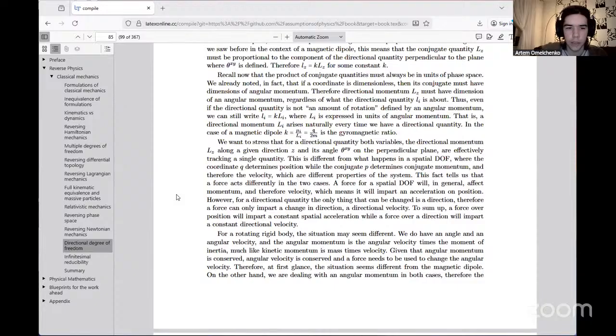This fact tells us that a force acts differently in the two cases. A force for a spatial degree of freedom will in general affect momentum and therefore velocity, which means it will impart an acceleration on position. However, for a directional quantity, the only thing that can be changed is a direction. Therefore, a force can only impart a change in direction, a directional velocity. To sum up, a force over position will impart a constant spatial acceleration, while a force over a direction will impart a constant directional velocity.